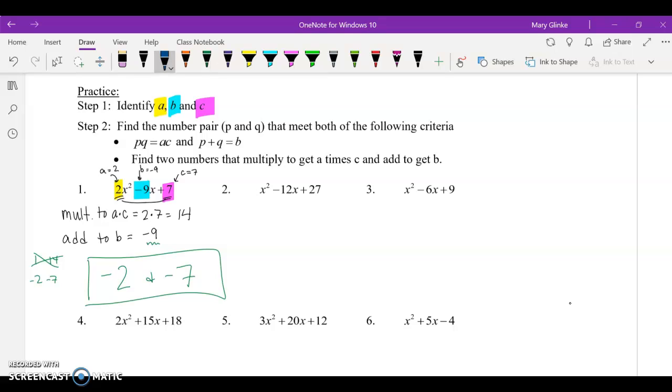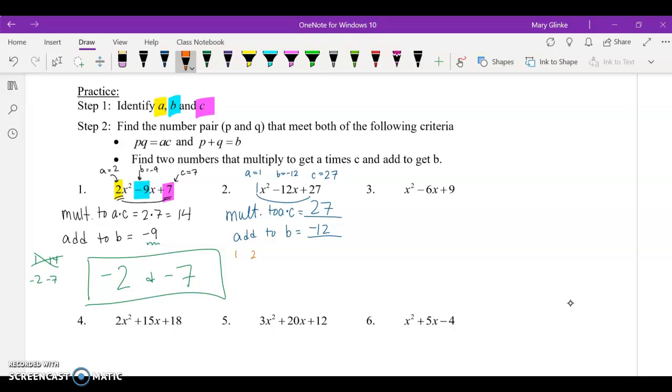So for our next one, we have to identify A, B, and C. A is in front of our x squared, and when it's missing, it's 1. B is -12, and C is 27. So we are looking for what multiplies to get A times C, which is 1 times 27, or 27. We're looking for what adds to get B, which in this case is -12. So first identify the multiply part, which is 27, and then the add part.